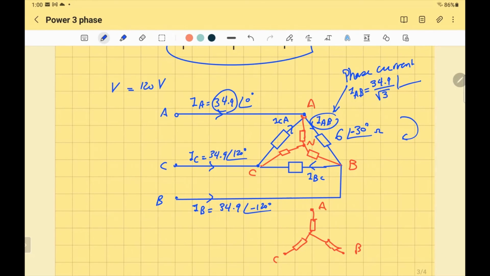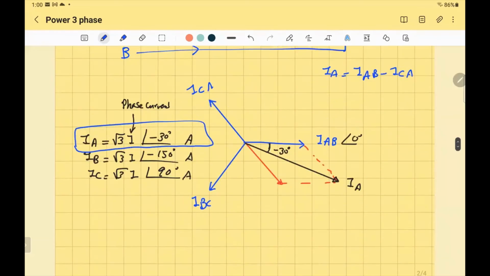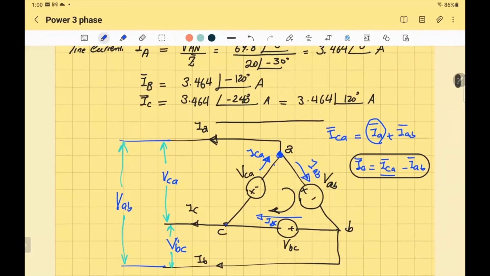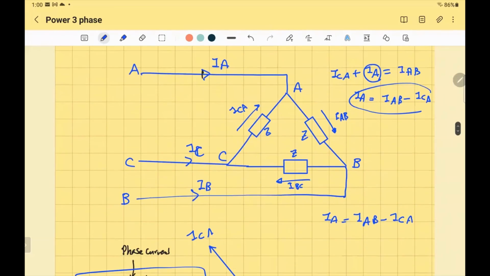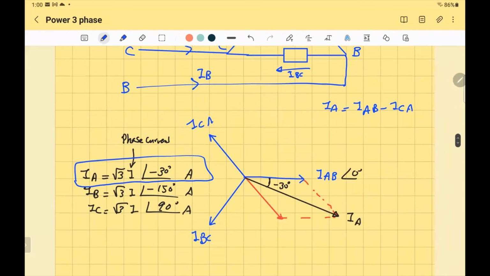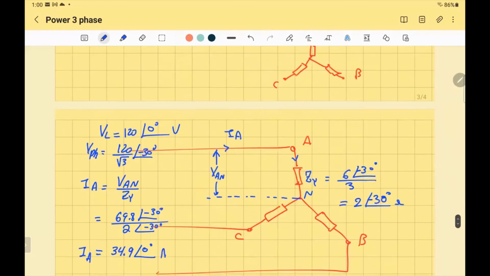Let me just go back again. I have a short minute. I have to make sure that I get it right. Oh, here you go. That's the line current. That's the phase. So the line current is lagging, so this will be leading. So I add 30, leading.